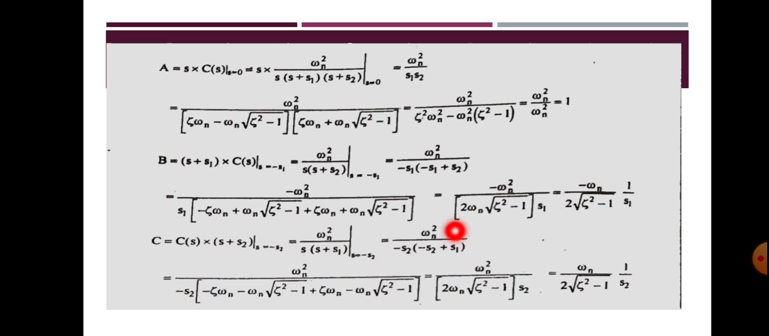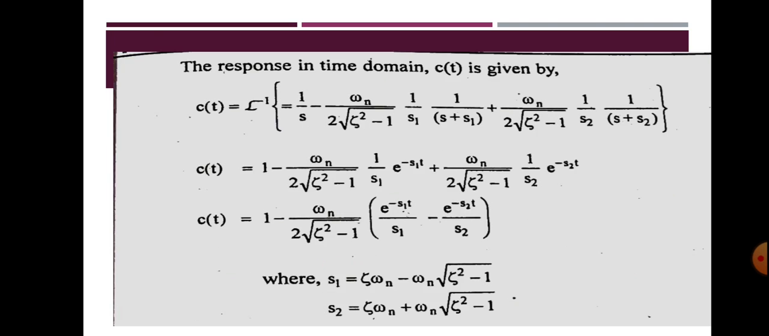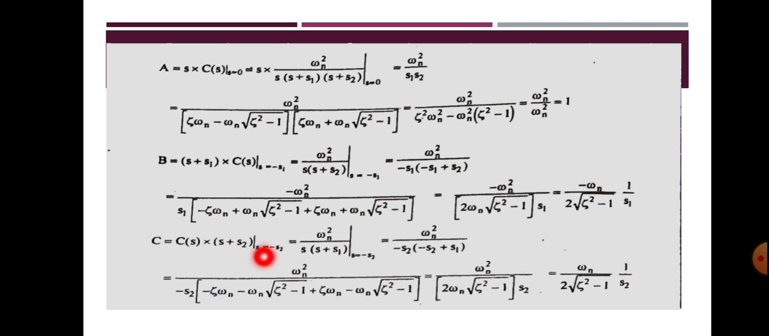So we will get the value like this, that is ωn² divided by (-s2)(-s2 + s1). So we can substitute the values for s2 and s1, and here we are keeping one s2 like that, because if we substitute the value of s2, it will not be reduced. So we will get ωn² into ωn² divided by -s2 into..., and we substitute the value for s2 first, and then the value for s1, so that finally we will get this value, that is ωn divided by 2 into square root of (δ² - 1) into 1 by s2.